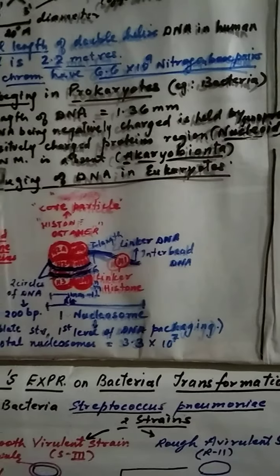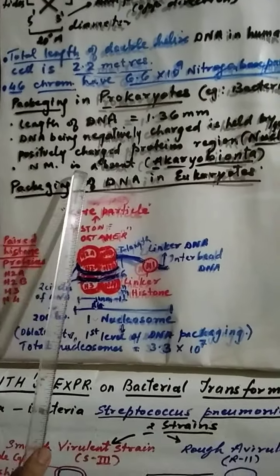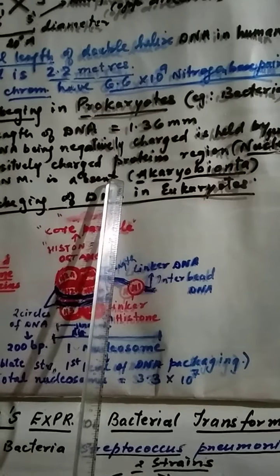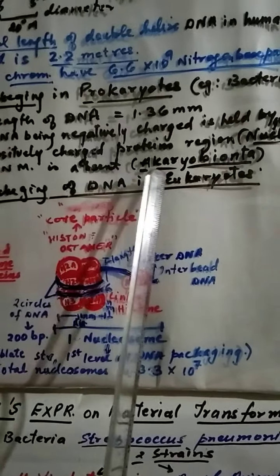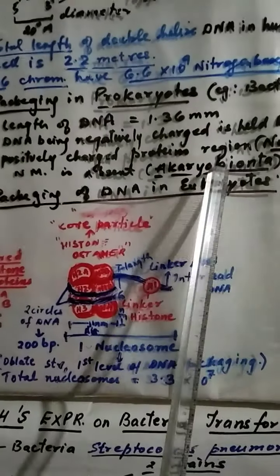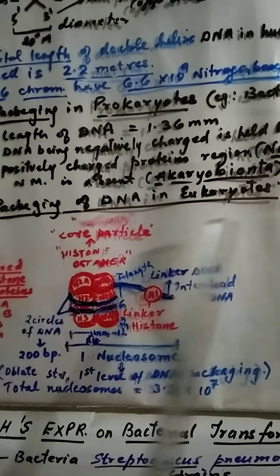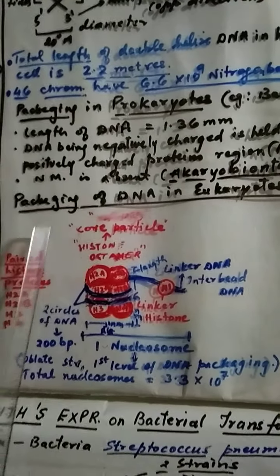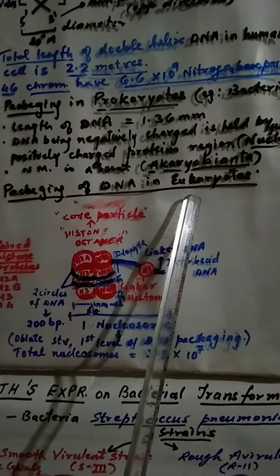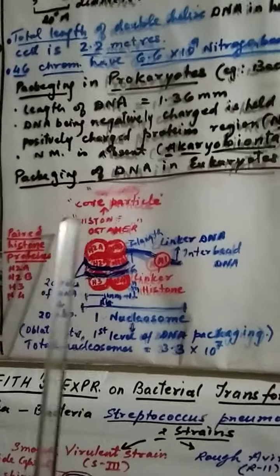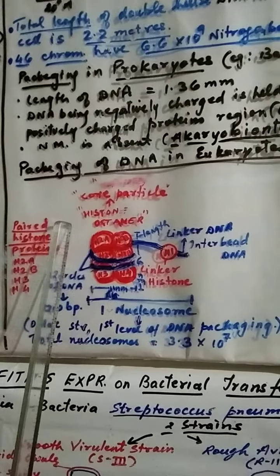And we know the nuclear membrane is absent in bacteria, so such types of cells are called prokaryotes. Now let us see packaging of DNA in eukaryotes. Eukaryotes means animals and plants. This structure you have to draw in the exam.